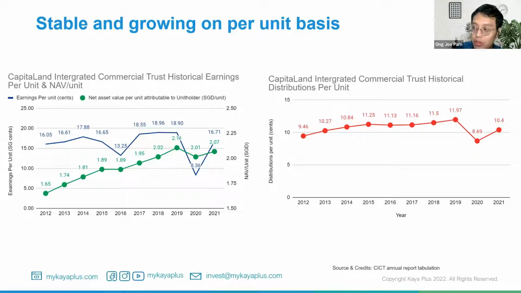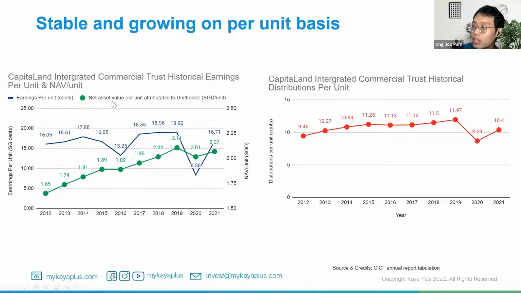The per unit performance will be very straightforward. Basically, you just look at the earnings per unit and also the net asset value per unit attributable to unit holders. So for every unit that you're holding, is that particular unit actually growing year in, year out? So you can see that it has been stable for CICT, just that there is an exception in 2020 when the REIT got affected by the pandemic. But coming into 2021, you can see that it has sharply rebounded from the low.